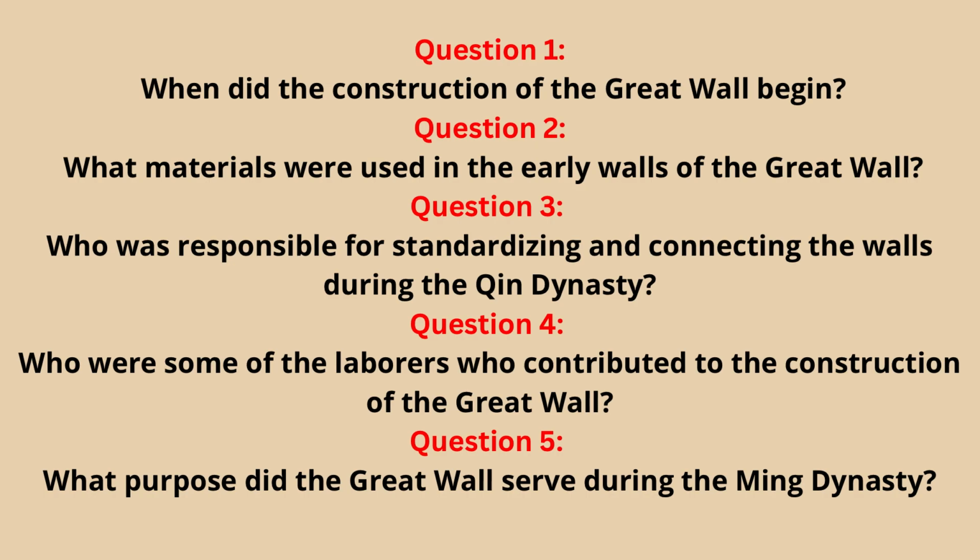The Great Wall of China is one of the most iconic and remarkable architectural wonders in human history. It stretches over 13,000 miles across northern China, passing through several provinces. But do you know how this colossal structure came into existence?